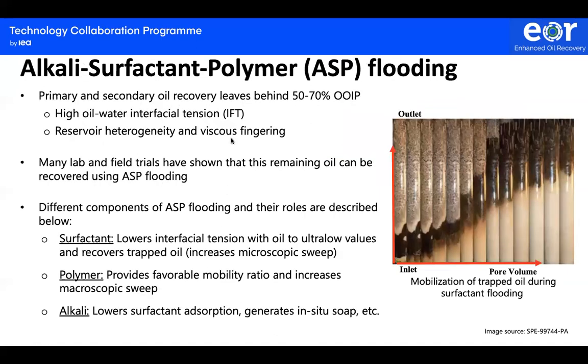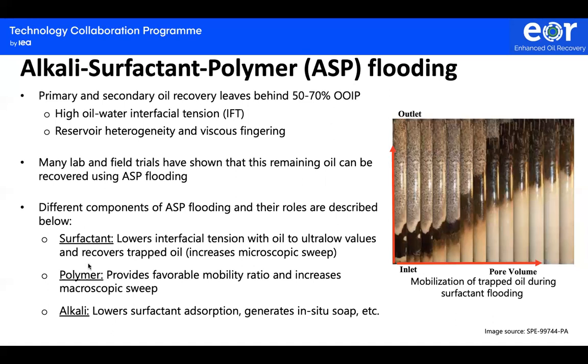So here I'm just giving you a brief background of ASP flooding. I'm sure most of you are aware of this. After water flooding, so after primary and secondary flooding, you leave about 50 to 70% of oil due to high interfacial tension between oil and water, as well as reservoir heterogeneity and viscous fingering. And many lab studies and field trials have shown that ASP flooding is very effective in recovering this oil that is left behind after primary and secondary flooding.